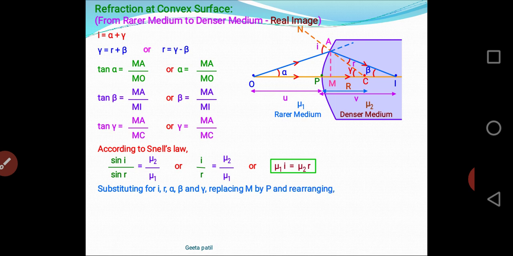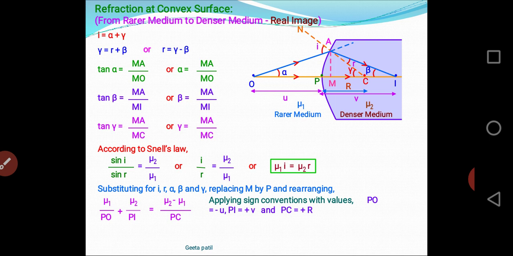We can put the value of I, R, alpha, beta and gamma, replacing the M by P and rearranging this equation, we can get mu1 upon PO plus mu2 by PI is equal to mu2 minus mu1 by PC.